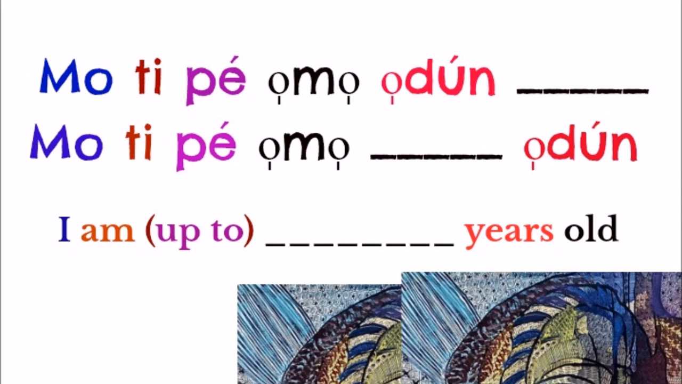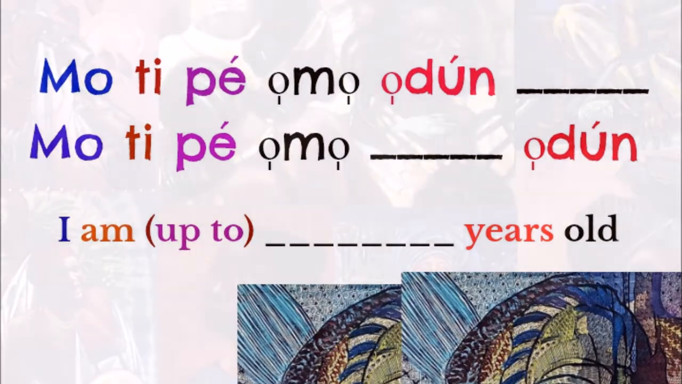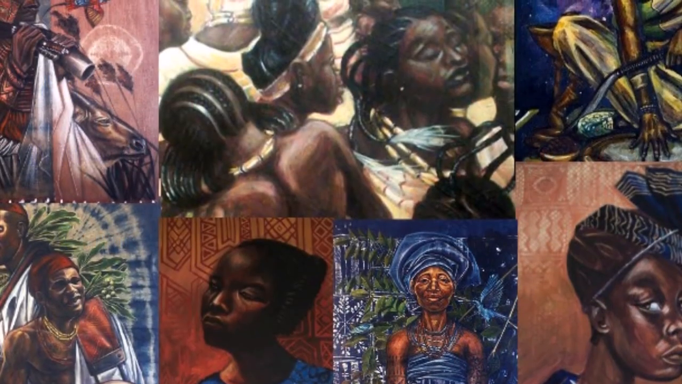Another way of saying your age is moti pe omo odun dash. So moti pe omo odun meta, moti pe omo odun, whatever your age is. Or like I said, moti pe omo ogun odun, moti pe omo ogota odun, moti pe omo adota odun, when it's at the tens. Moti pe is transliterated as I am up to, but the translation is I am dash years old. Moti pe omo odun meji, moti pe omo odun meta, or moti pe omo ogun odun, or ogota odun, or adota odun, or adorin odun. You would use the second sentence when you're talking about the tens. So I hope you understand it now.